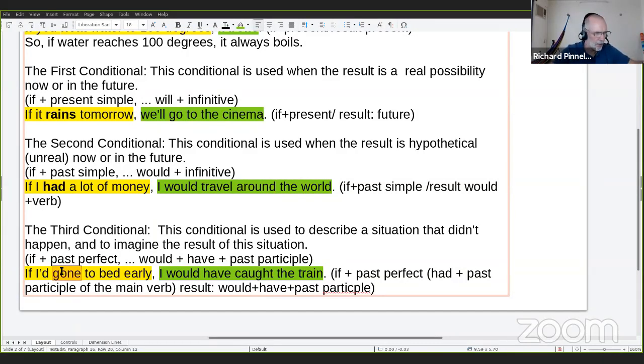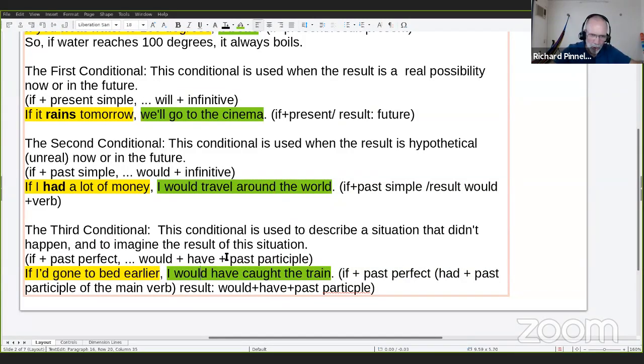What we're saying here is that if I had gone to bed early, the if part is talking about an imaginary situation in the past. So it's always the opposite to reality. The reality is that I didn't go to bed early. But if I had gone to bed early, I would have caught the train. Maybe I should say here earlier. Earlier, yeah. I would have caught the train.